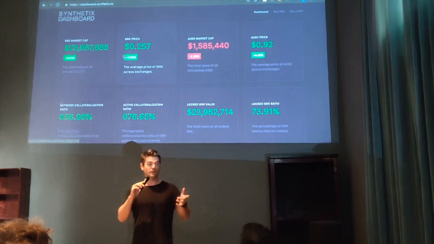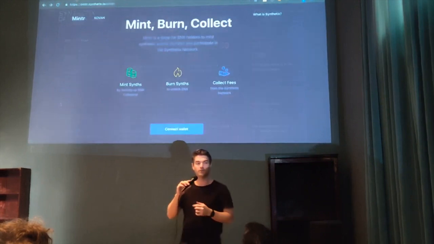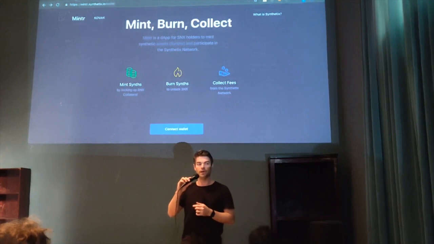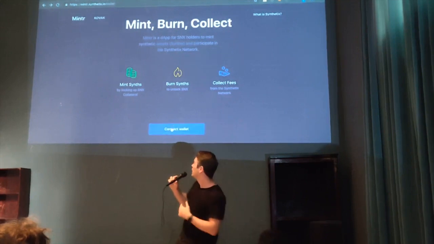And so we'll actually show you. Justin's going to pull up the Minter interface and just give a bit of a demo on how the system works.